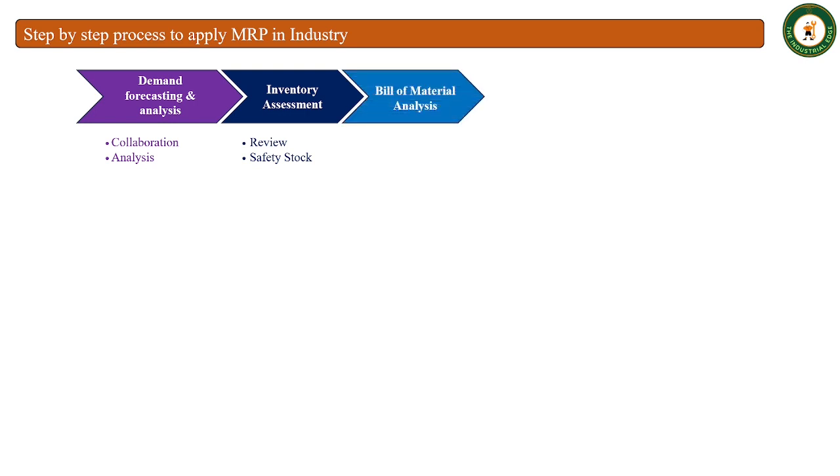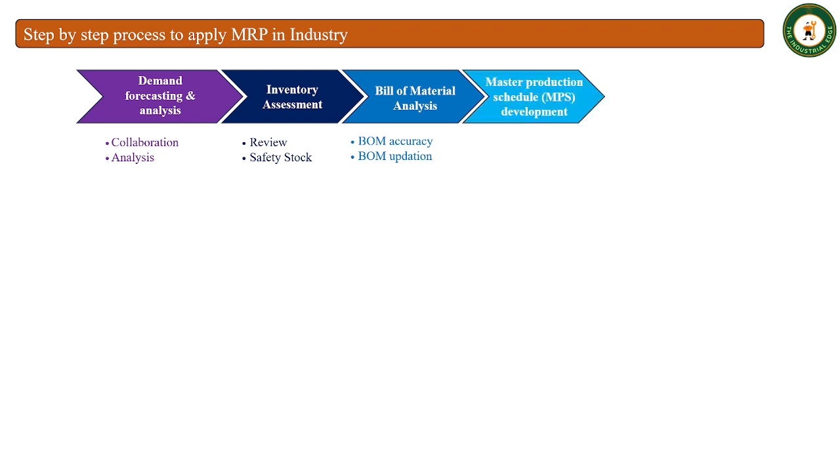Third step, bill of material analysis. Review and maintain accurate bills of material that detail the material and components required for each product. Ensure bills of material are up to date, reflecting any design changes or improvements.